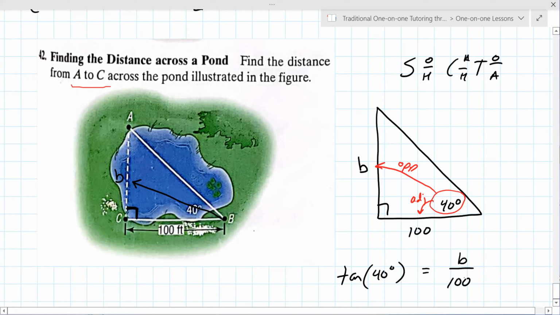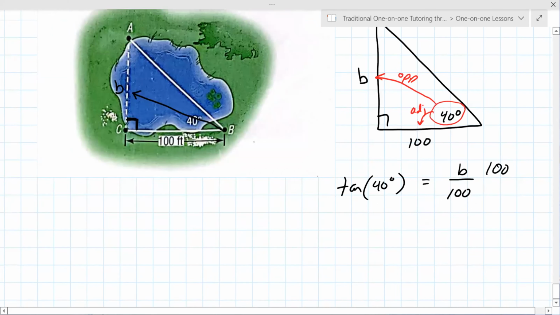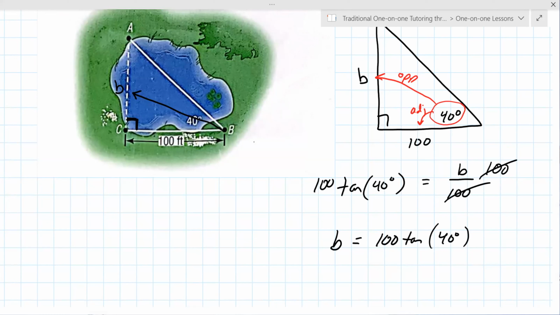And so you multiply by 100 on both sides. That's right. And then you go to your calculator and see what you come up with. 83.91. So that sounds pretty reasonable.